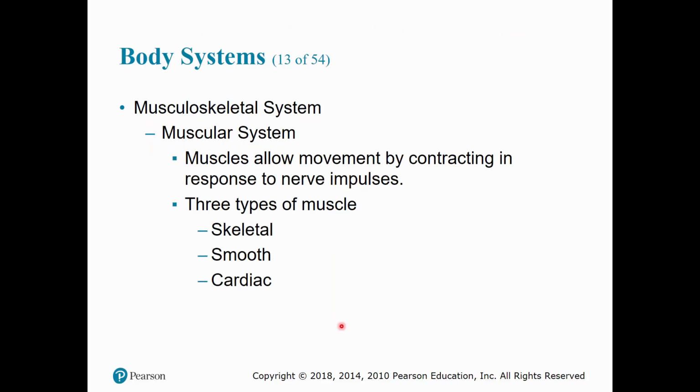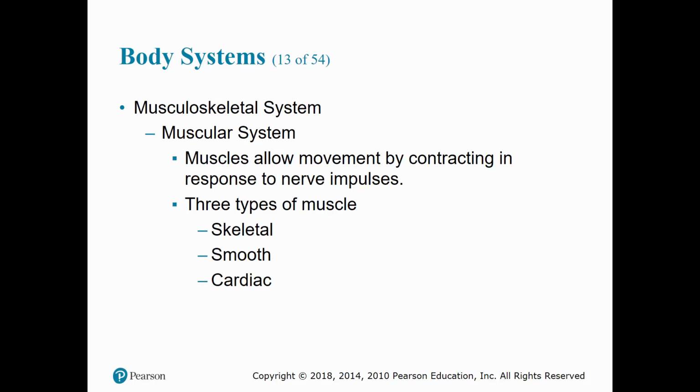Within our muscular system, we have these muscles that allow movement within our body by causing contractions in response to nerve impulses. The cells of a muscle are called fibers because they are usually long and thread-like in appearance. Each muscle then has a countless number of bundles of closely packed, overlapping fibers that are bound together by connective tissue.